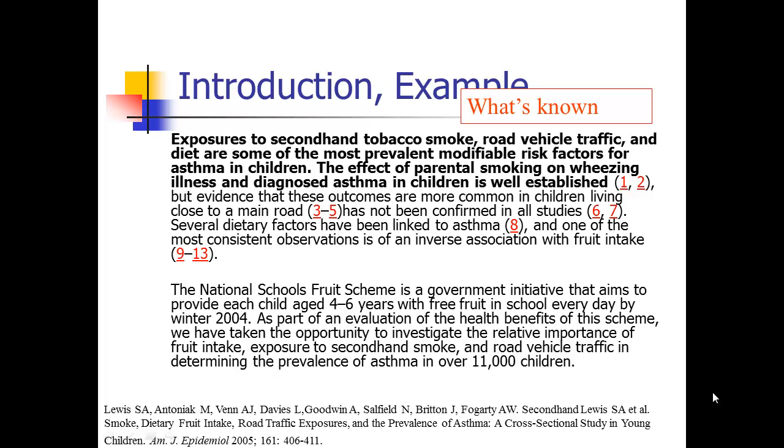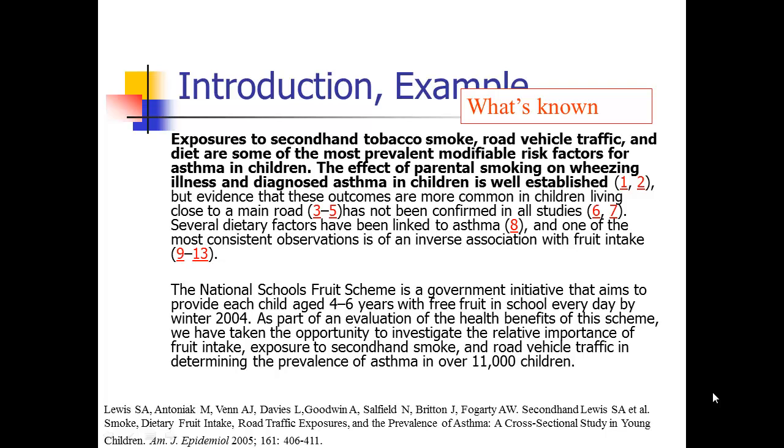So they say exposures to secondhand tobacco smoke, road vehicle traffic, and diet are some of the most prevalent potential and modifiable risk factors for asthma in children. So here are 3 things that other people previously have speculated are causes of asthma. Now, one of those we know with pretty good certainty. The effect of parental smoking on asthma is well established. So that one we know pretty well.